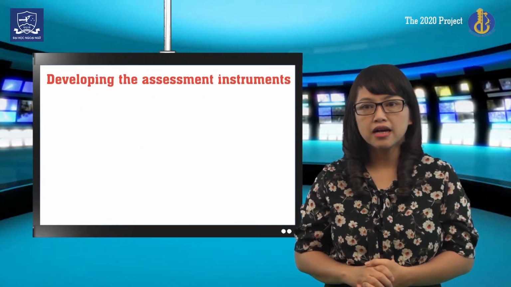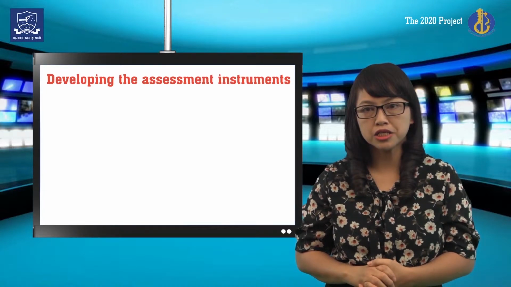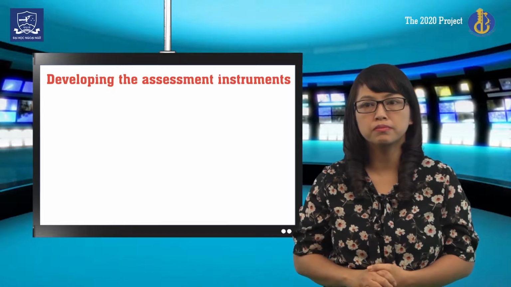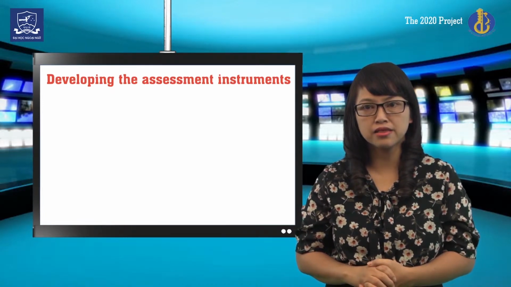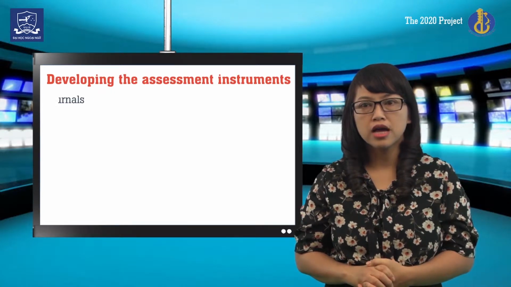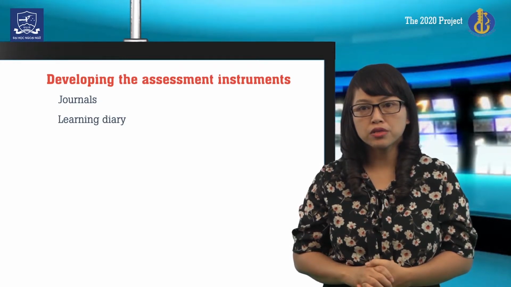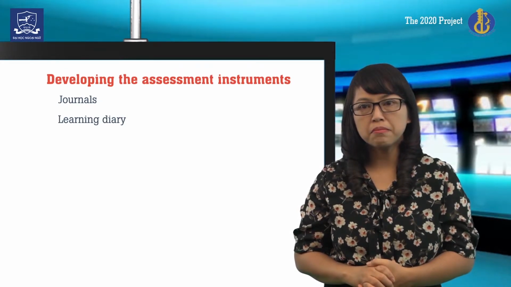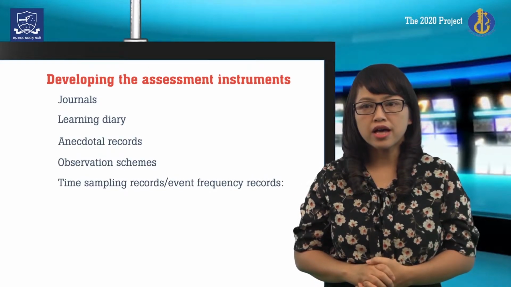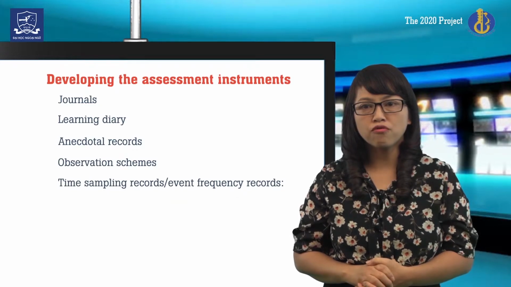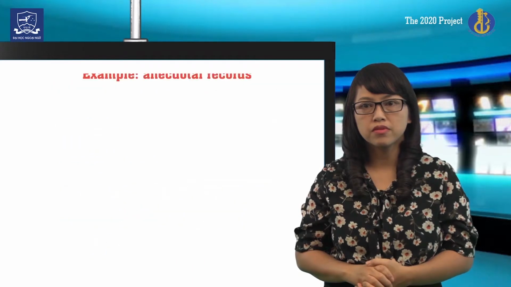Next, as you can see, a range of assessment instruments can be selected or developed by the teachers to use in the language classroom. Many of the instruments call for student activeness in assessing themselves, such as journals and learning diaries. Many instruments are usually used only for formative purposes, namely anecdotal records and observation schemes. On the other hand, some instruments are for more formal and summative assessment, such as tests or skills.